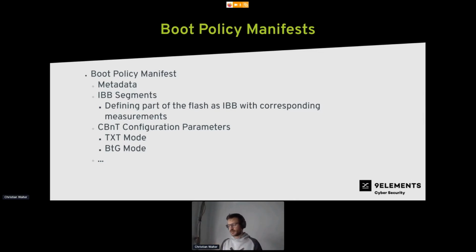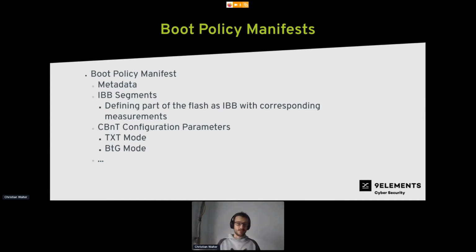The boot policy manifest on the other side also has metadata, and it basically has all the configuration data needed to configure CBNT properly. So it has metadata like ID, SVN, revision, and so on, but it also has, which is the most important thing that you may be looking for, your IBB segments saved in your boot policy manifest. So the boot policy manifest basically defines where your IBBs, your initial boot blocks that you need to define in order to build up your trusted computing base, are in the firmware, in the flash. The IBB segment is basically defining the part of the flash as IBB with the corresponding measurements, so with the corresponding hash values of the IBBs.